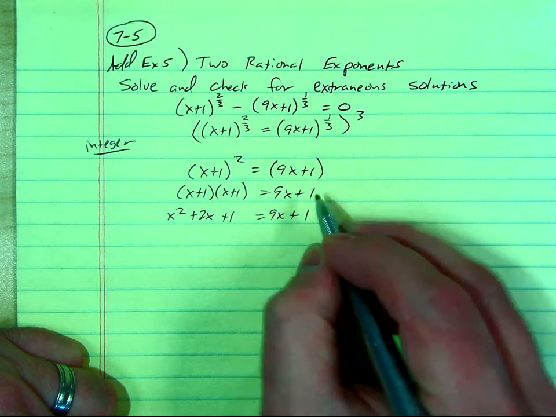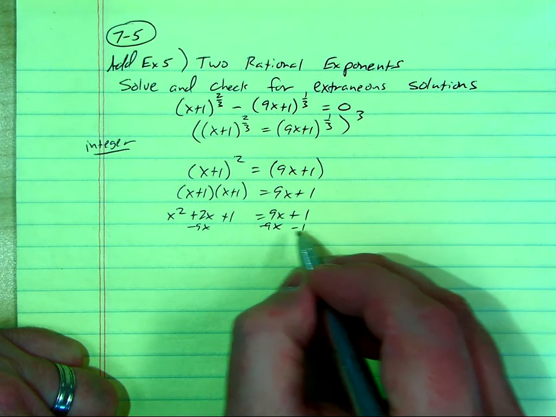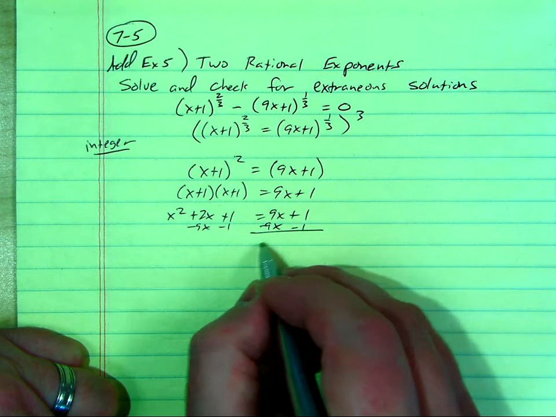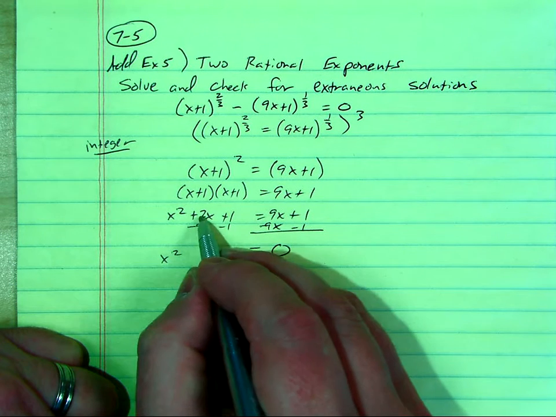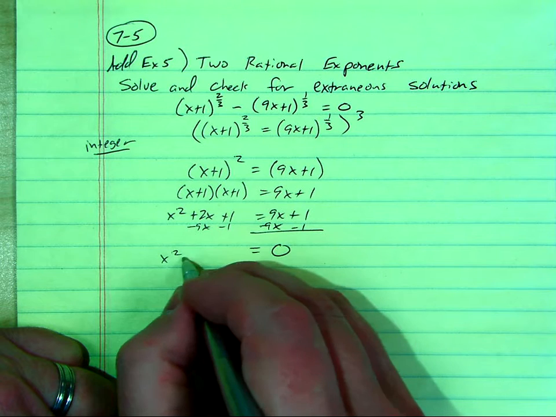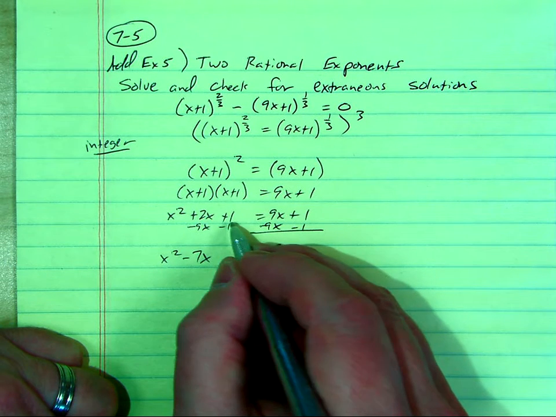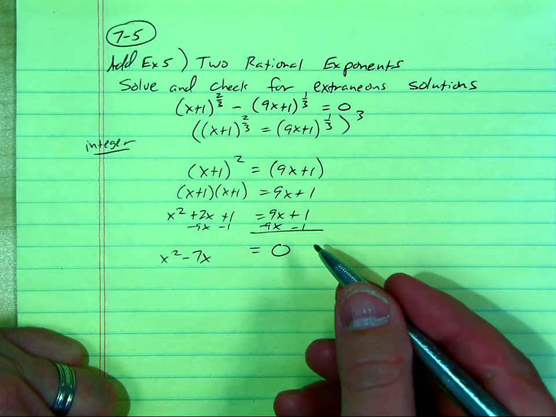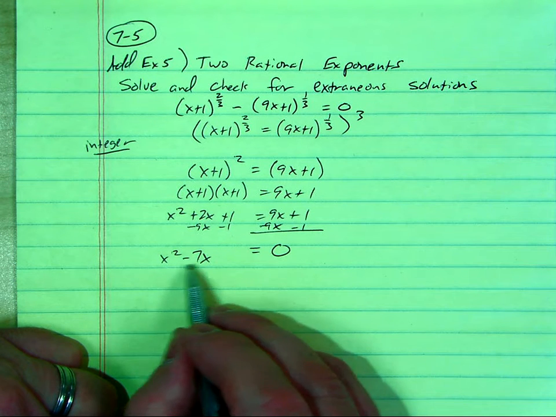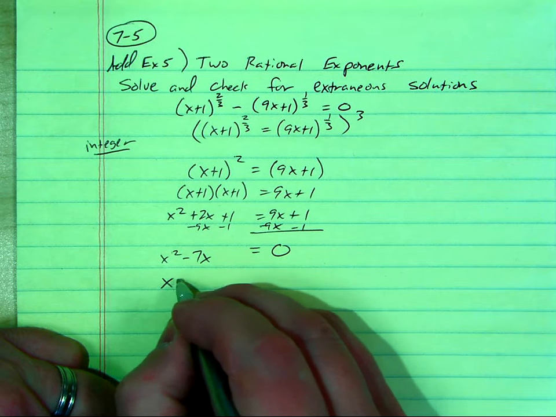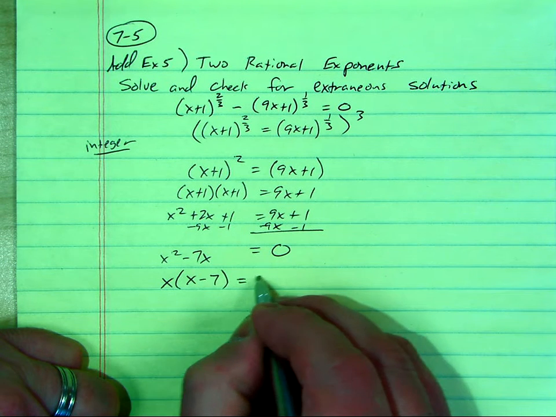Okay, so then we have to subtract 9x from right here and we have to subtract 1 from right there. This is going to make this side 0, which is what I want. So we have x squared, 2 minus 9 is minus 7x. Aha, the constants cancel out, which in this case is actually pretty neat. It makes our job a lot easier. I just have a binomial with a GCF. The GCF is x. So I factor out 1x and I'm left with x minus 7 equals 0.